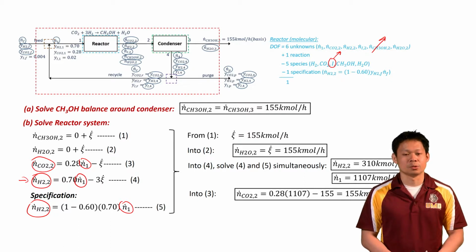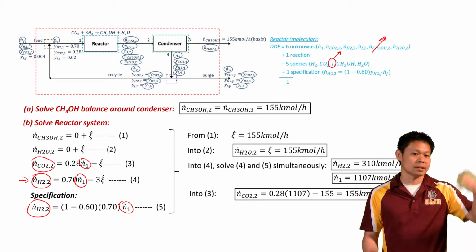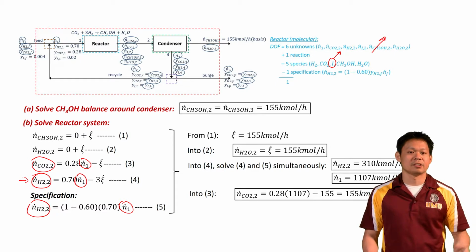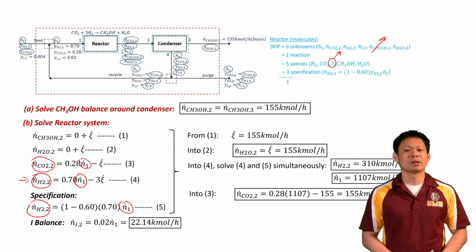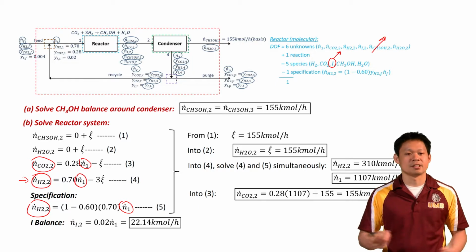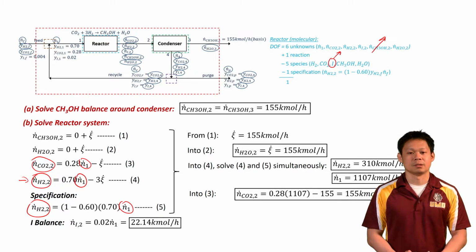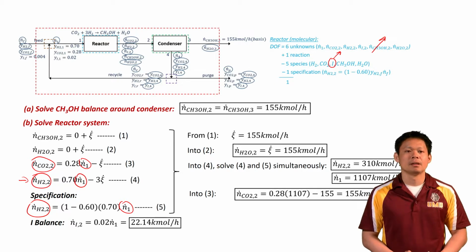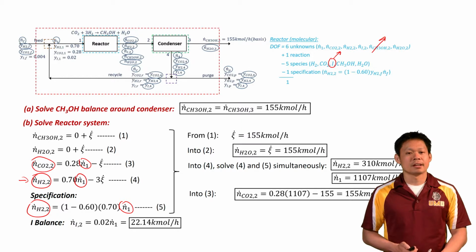Now that we know N1, we can put it back into 3, and then we can solve for our final unknown, the CO2. We have one more balance, which is our inert balance. We have not looked at the inert balance at all. These are just whatever is reactive. So now we have one more equation, our inert balance. We have solved for everything at this point. In is just equal to out, and we can solve for our number of moles of inert. Okay, so now we have finished the reactor system.